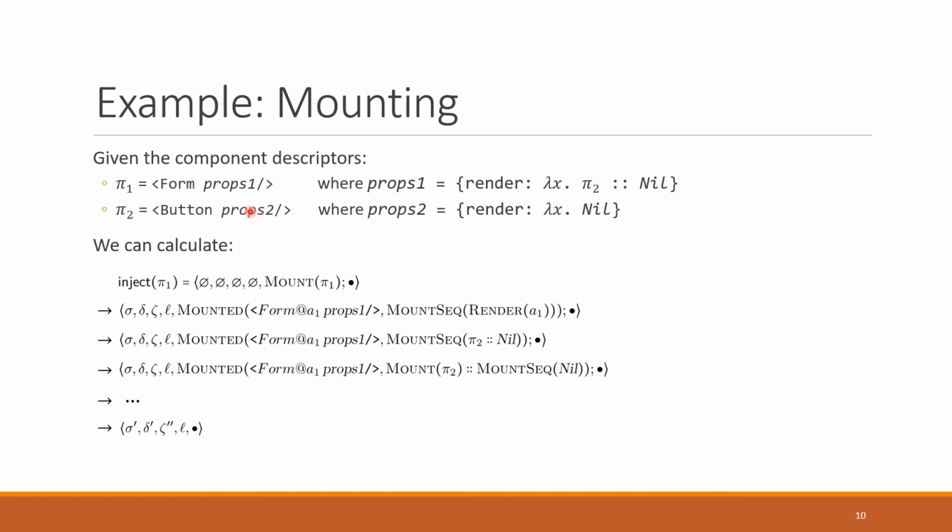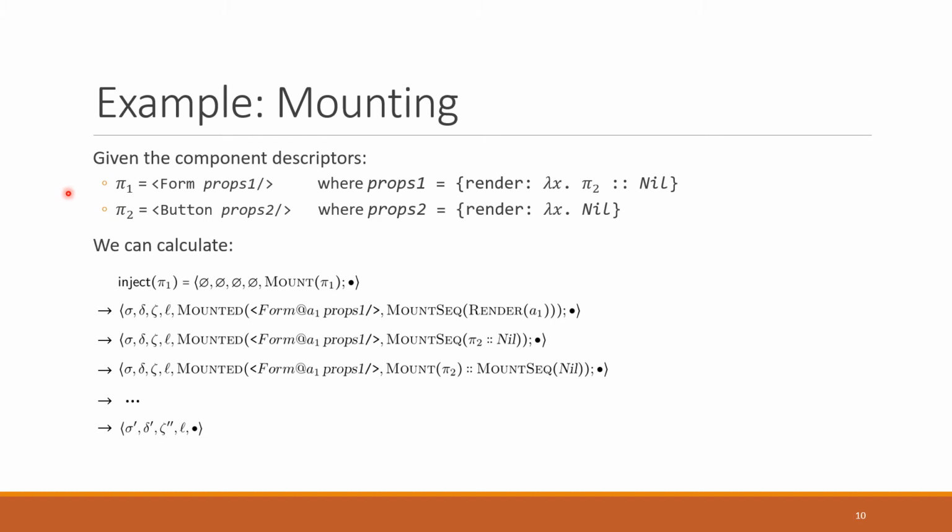All right, so let's consider this simple example where I have a component descriptor here, pi1. It's a form and there are some properties. And crucially, inside the properties here is a render method. And this render method is going to return a list of component descriptors. In this case, it's just a list with one element, pi2. Now, what is pi2? Well, this is a button component descriptor. It has its own set of properties. It has a render method that returns the empty set of component descriptors. So sort of informally, intuitively, what we have here is a form that inside it contains a button.